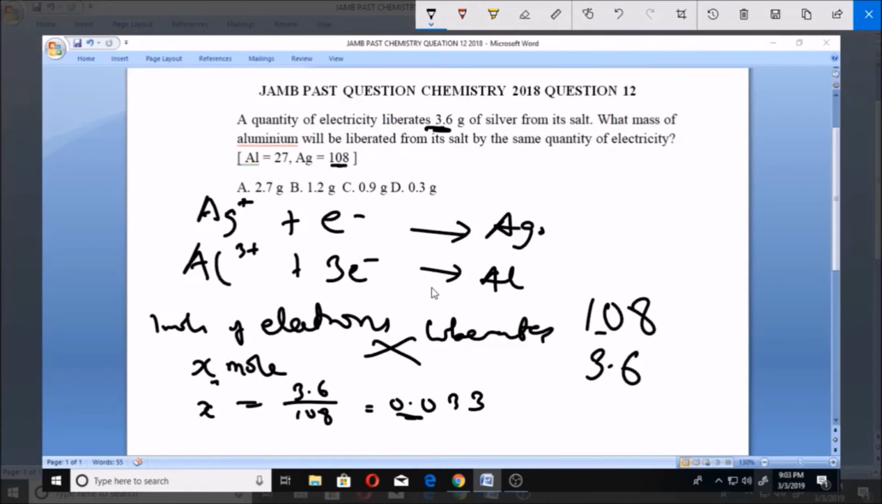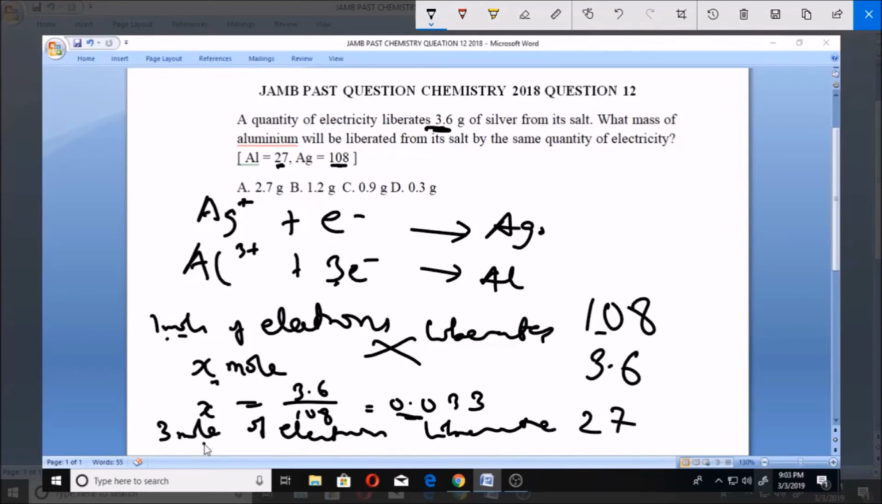But from our initial equation, we can see that it is 3 moles because of these 3. For silver it was 1 mole because here it is 1. So for aluminium, 3 moles of electrons is going to liberate how many? It's going to liberate 27. Here it was 108 because it's silver, but for this we have 27. So 3 moles will liberate 27.